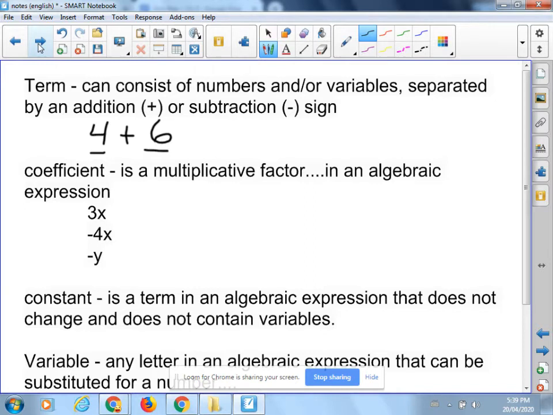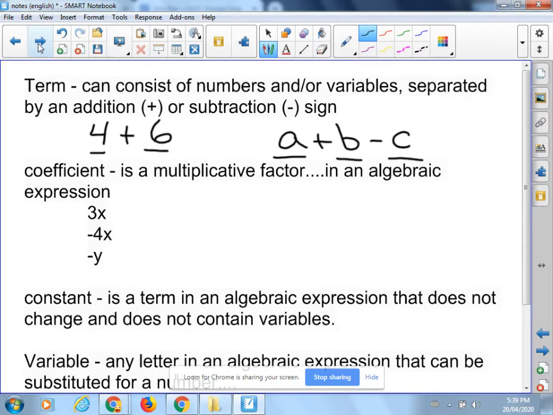If instead I had something like a plus b minus c, I would say that I have three terms because this is separated, or a is separated from the b with a plus, and b is separated from the c with a minus. So I have three separate terms.